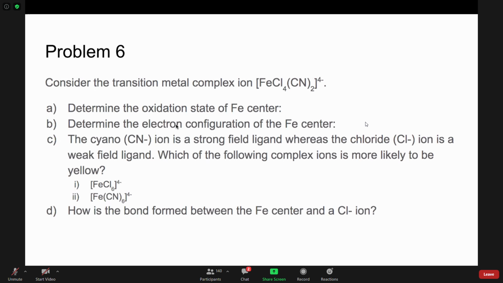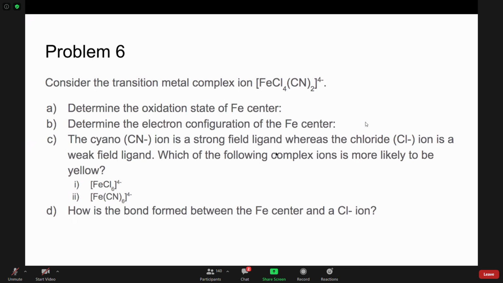Okay, I know we're not all done, but for time's sake, we're going to go ahead and get started on this one. So what did we find as the oxidation state for iron? Drew. I got +2. Awesome. That's right. Do you want to share how you got that?